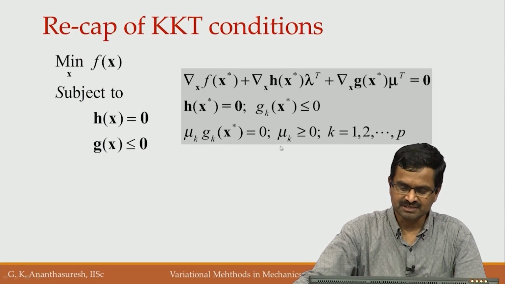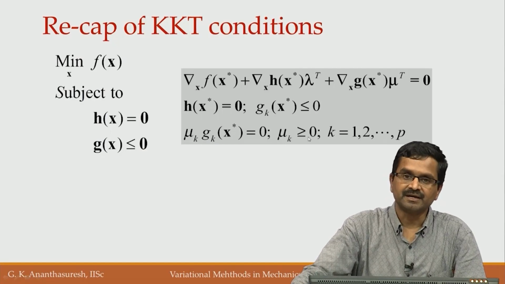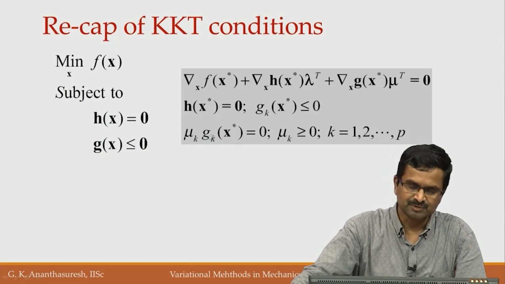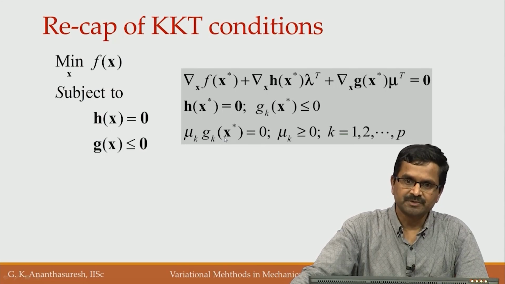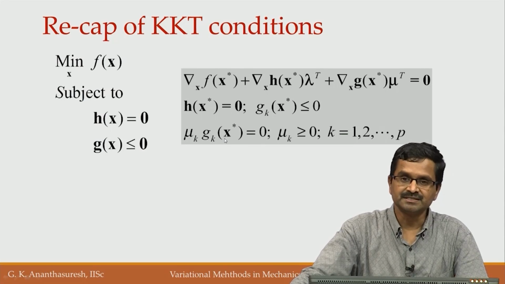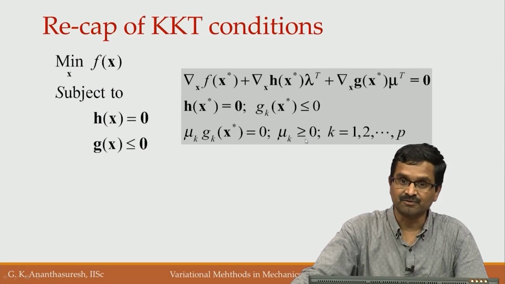And then we also discussed that the multiplier mu corresponding to the inequality constraints should be non-negative. When it is 0, the corresponding constraint is inactive. When it is not 0, the corresponding constraint is active, meaning g is strictly equal to 0. We noted that there could be a special condition where mu k and g k both can be 0, but what it says is that mu is greater than or equal to 0, it cannot be negative.